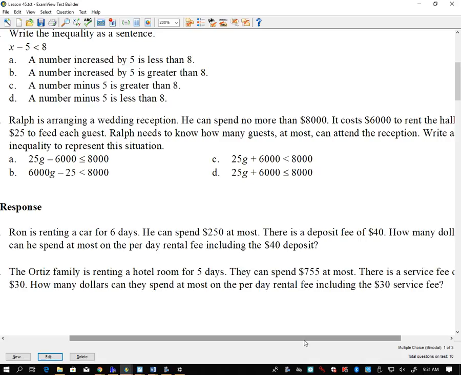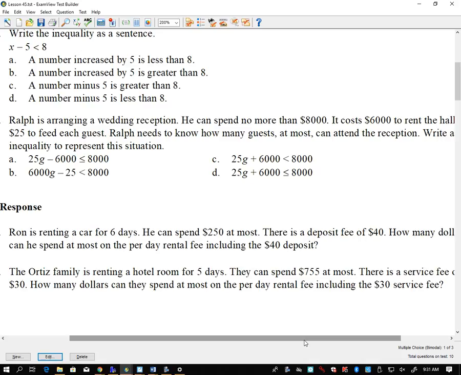25G. What does the G represent? Guests. Okay. So are we going to subtract that 25G from the 6,000? Well, what are we going to do to it? It's going to add to the 8,000 because every person that comes is $25 more that's being added to our expense. Does that make sense?